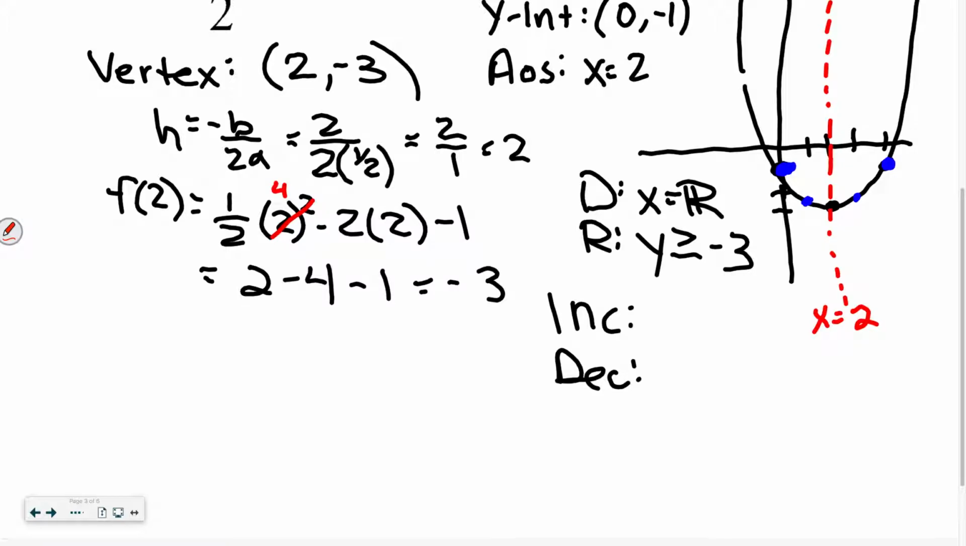Follow with your finger. What's your graph doing on the left side? Decreasing. So we'll say x is less than 2. What's the graph doing on the right side? Increasing. So x is greater than 2. At x equals 2, the axis of symmetry, it is not increasing or decreasing. It's turning around. Okay, so that's its turning point. Okay. Any questions?